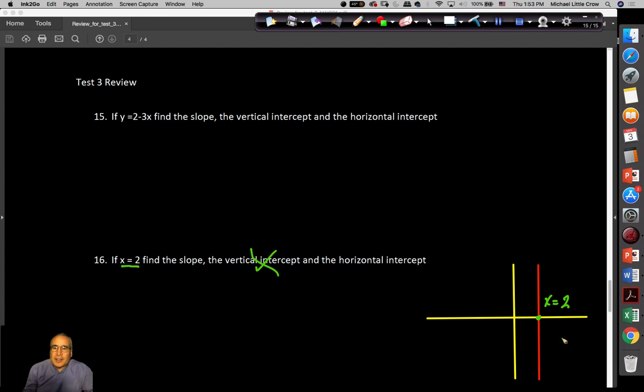And the horizontal intercept will simply be the x value 2 with a y value of 0, because horizontal intercepts are always y equals 0. Vertical intercepts are x equals 0. But see, x cannot be 0 and 2 at the same time. That's why there is not one.